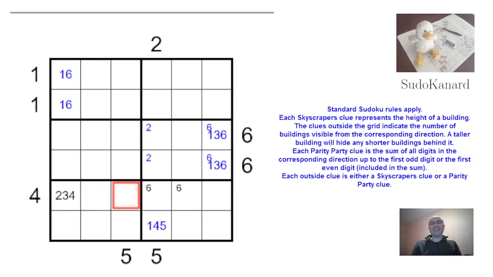Both options have an impact on what can happen here. Actually, if I put a 6 here, and this is a skyscraper, something interesting is that I can never have a 5 here, because no parity party would work with a 5 in this position.